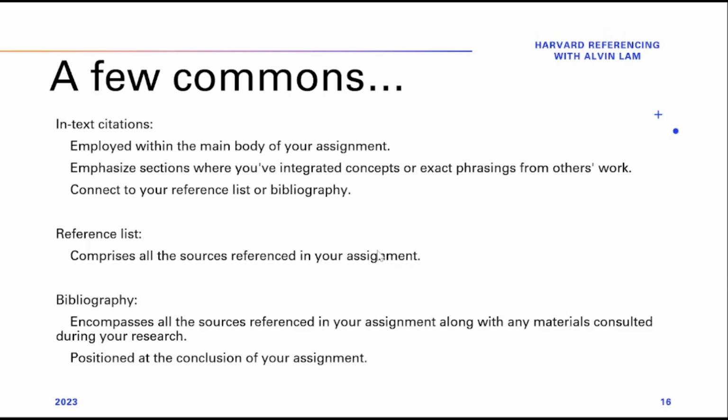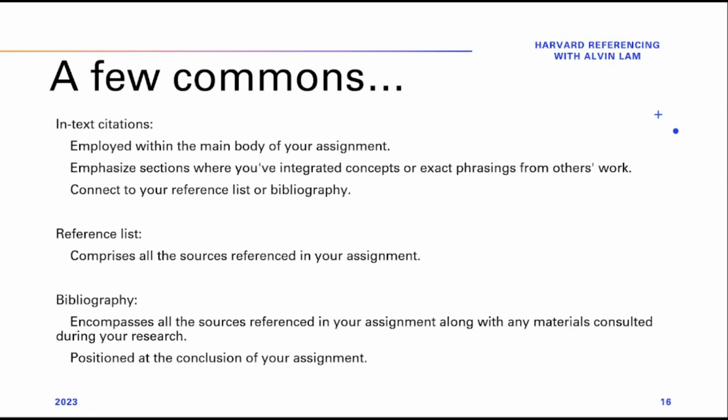Now there are a few common things that students will typically use when doing an assignment. The first is called the in-text citation. In other words, citations are used within the main body of your assignment. For example, you have in-text citations in the introduction of your paper, the body of your paper, and the conclusion of your paper.